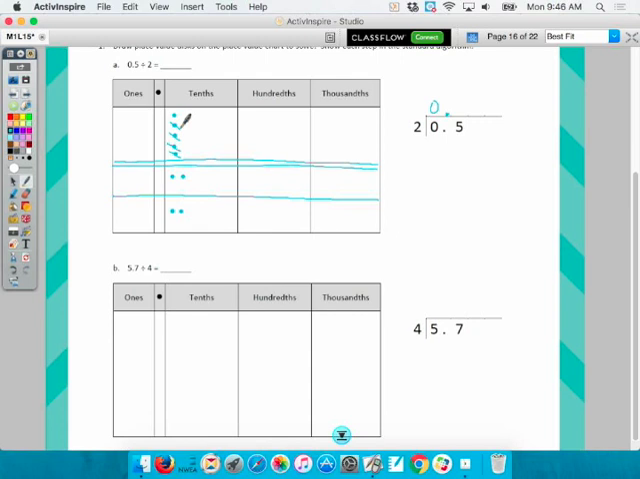So what does this look like on the standard algorithm? 2 groups of 2 equals what? 4. Good. And I have 1 left over.